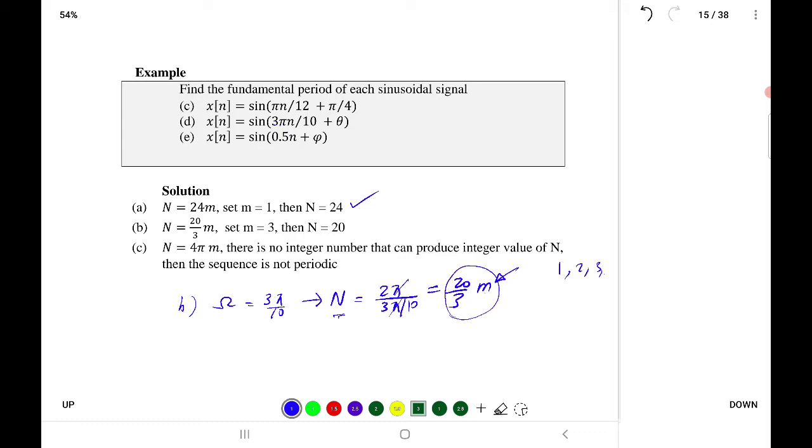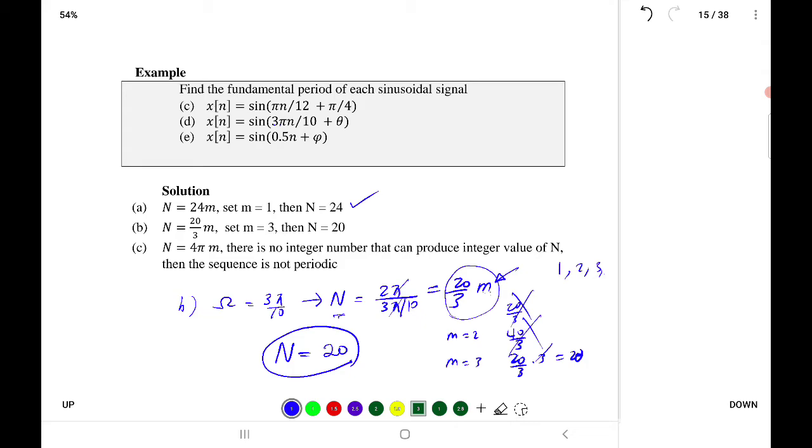So I try first m equal to 1. What's the result? 20 over 3. No. When you try m equal to 2, it will be 40 over 3. No, it's not an integer. Take m equal to 3. You will have 20 over 3 times 3. Cancel, it will be 20. Yes. So the period of this sequence is equal to 20. So in discrete, when you don't get an integer, multiply it by m, a positive integer, starting with the smallest one till it works out and you get an integer.